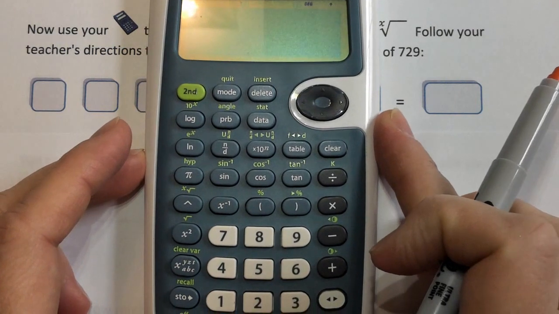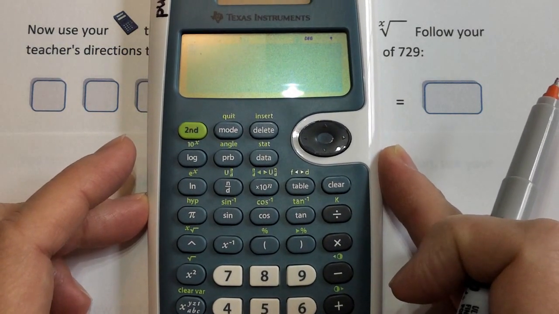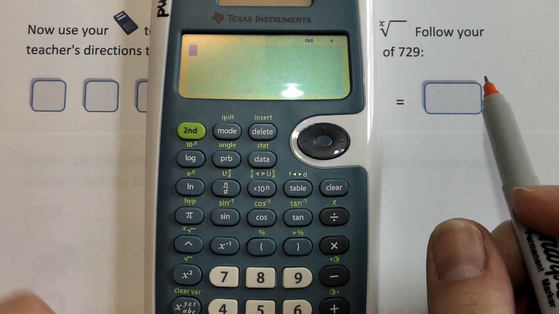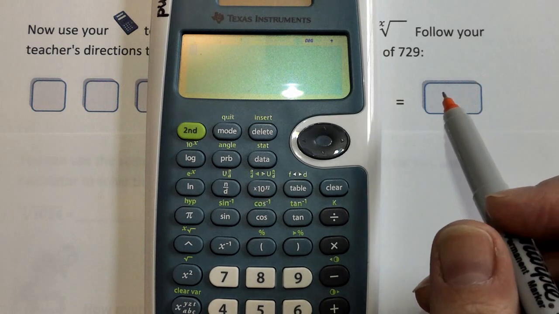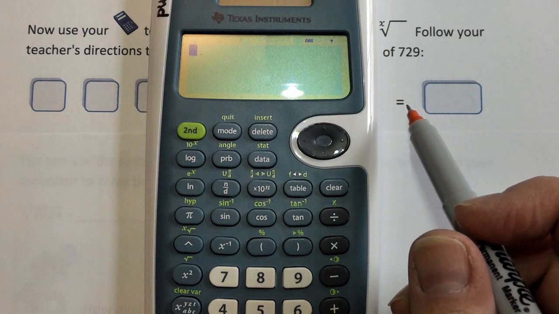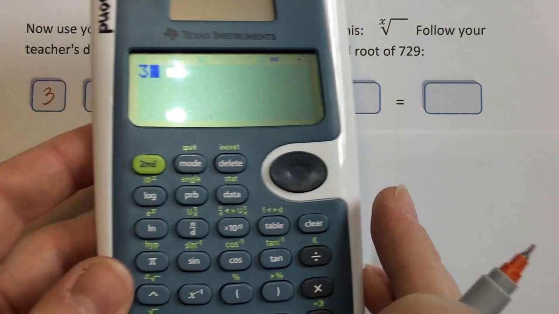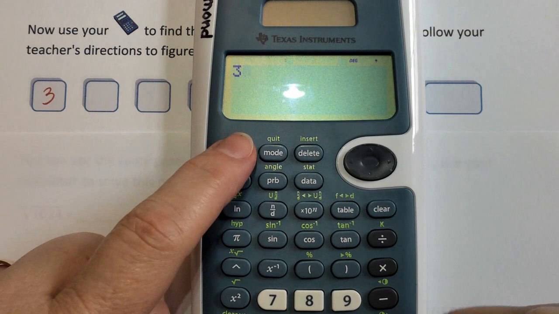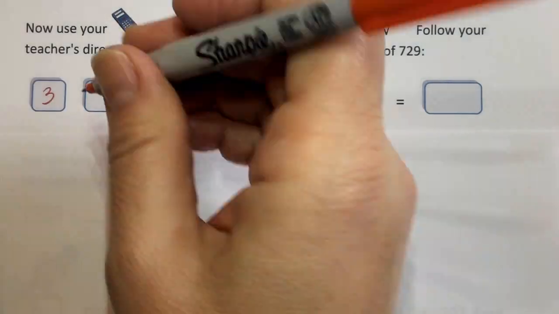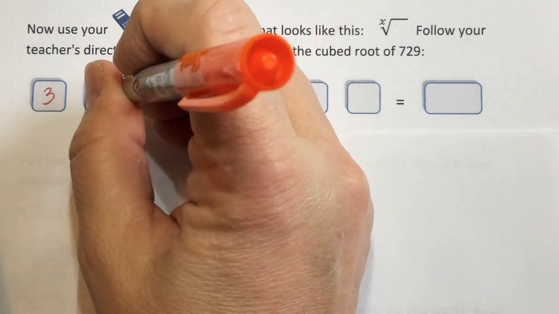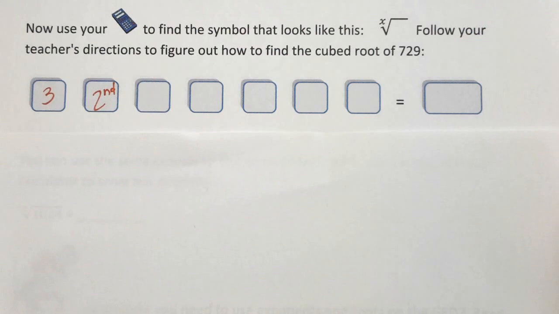The trick to this one is that if you're doing anything other than a square root, like in this case the 3rd root, you have to put the root first, which is a 3. That's going to come first. 3. There we go. After that, I'm going to shift, which is the 2nd. And I'll put that in green for you again.